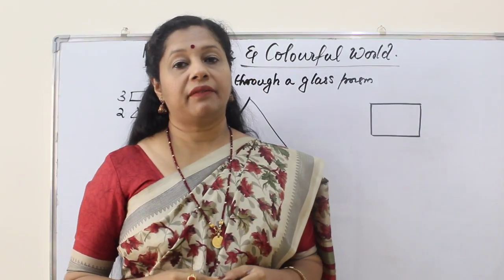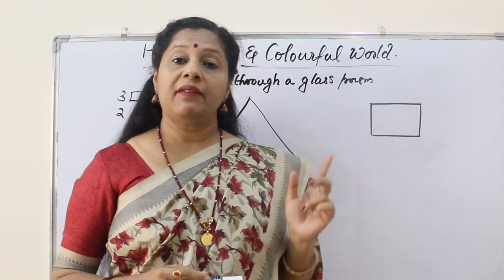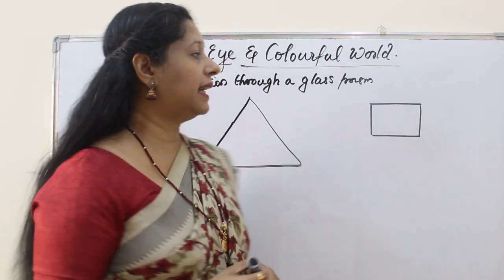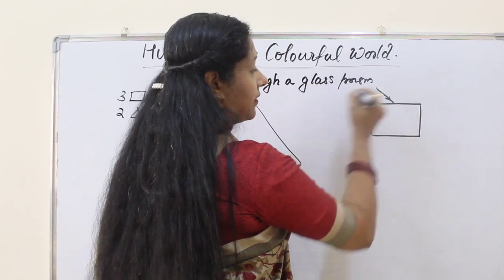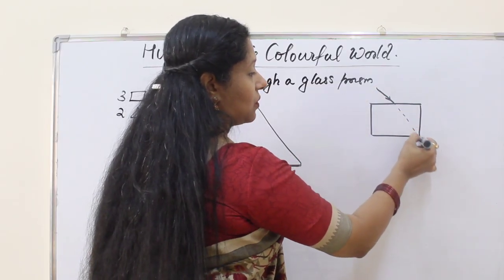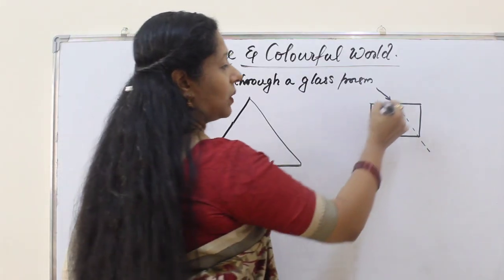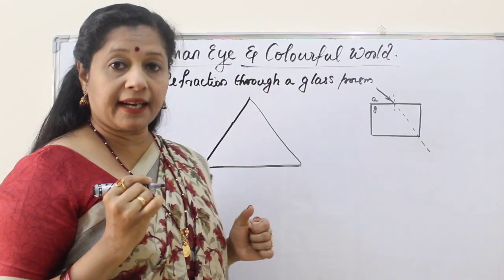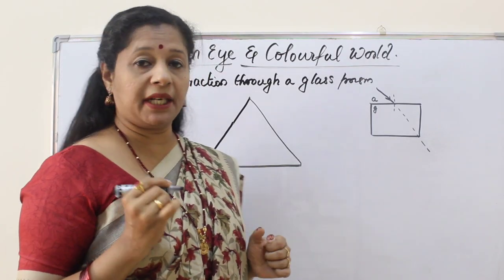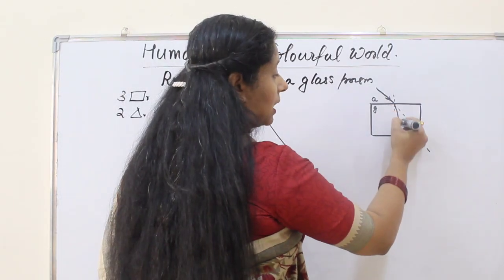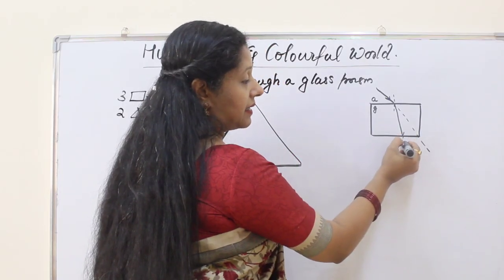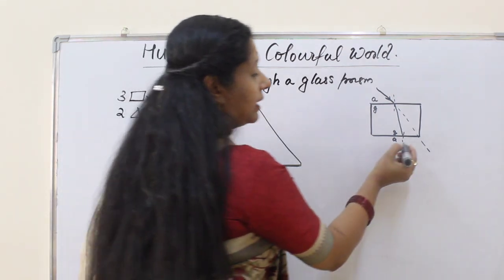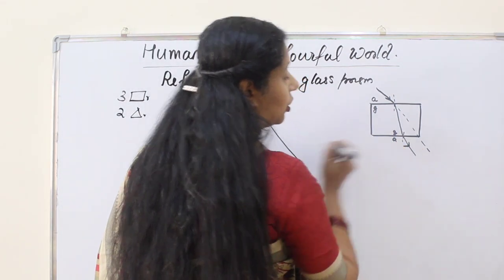Let's now learn about the refraction of light through a glass prism. Previously, we have learned about the refraction of light through a rectangular glass slab. In that case, suppose this is the incident ray. The incident ray is supposed to go this way, right? But what happened? When it entered from air to glass, air is an optically rarer medium, glass is a denser medium, it bent towards the normal. Again, at this surface, it is going from a denser medium, glass, to a rarer medium, air. So it is moving away from the normal.